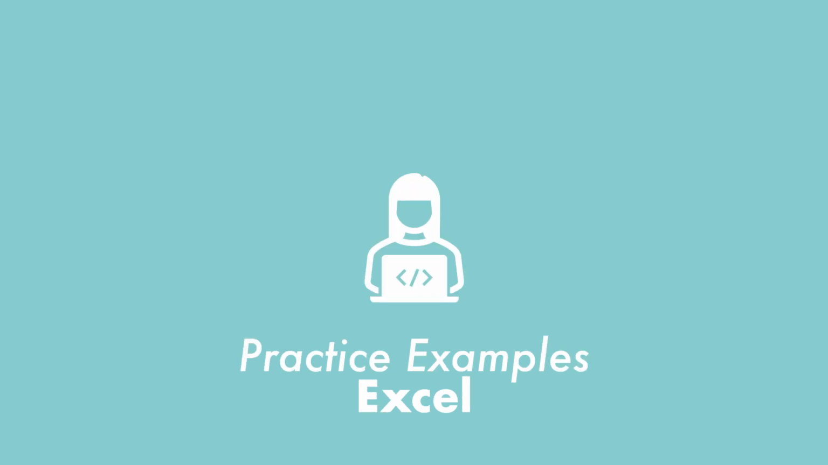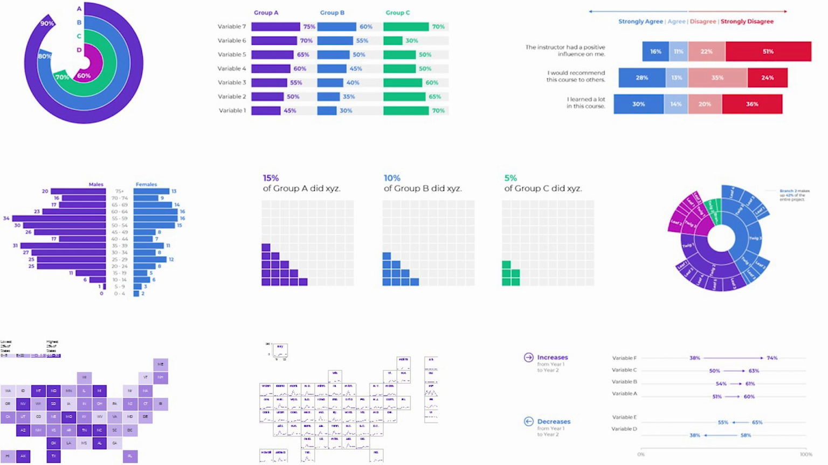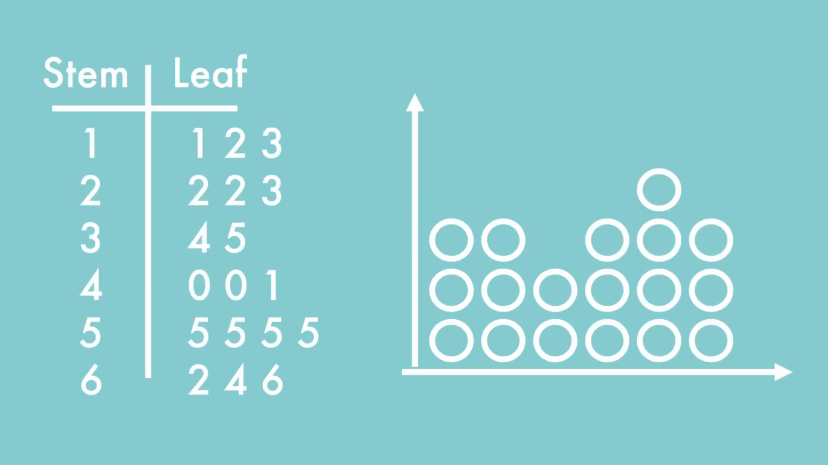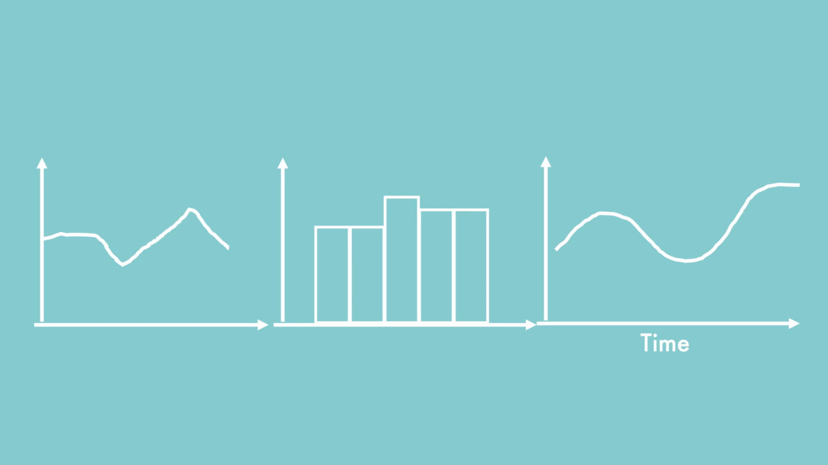Let us see how we can create some of these charts in Excel. Excel offers a variety of options to help us visualize data. However, not all charts that we have talked about today are available. For example, the stem plot and the dot plot are not available. So instead, we have the line graph, the histogram, and the time series plot today.